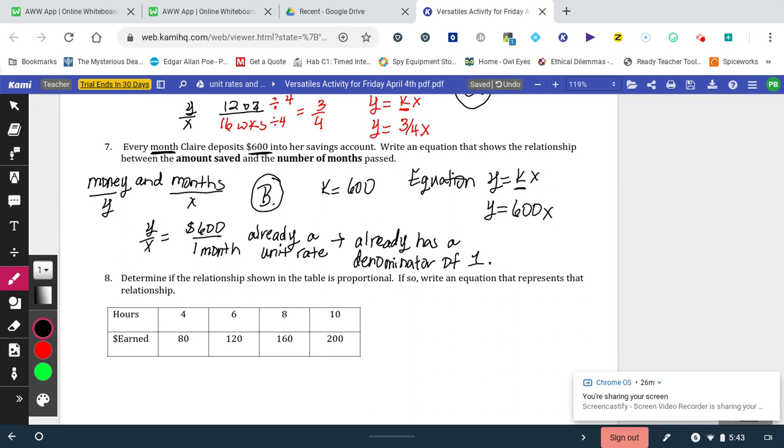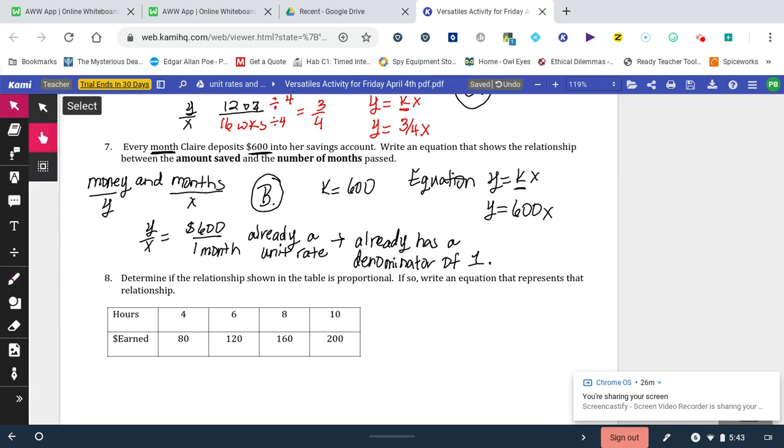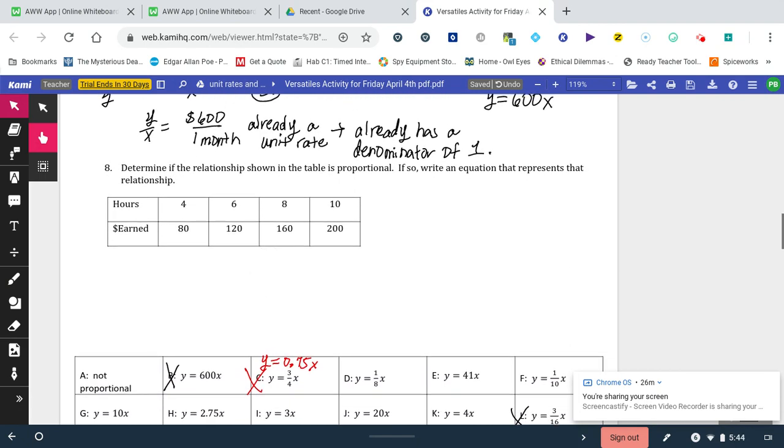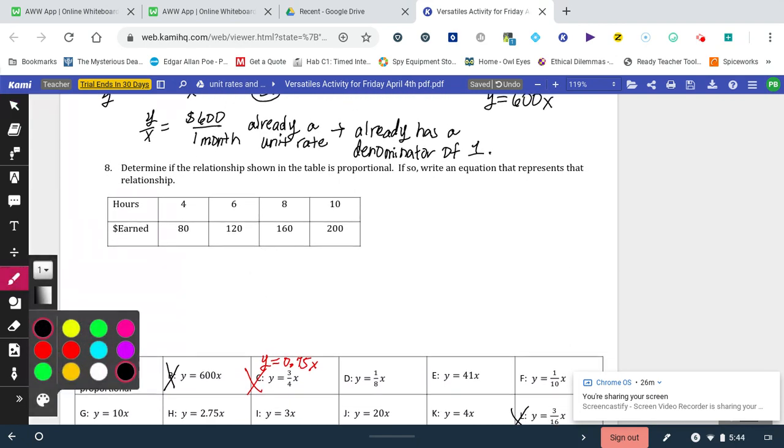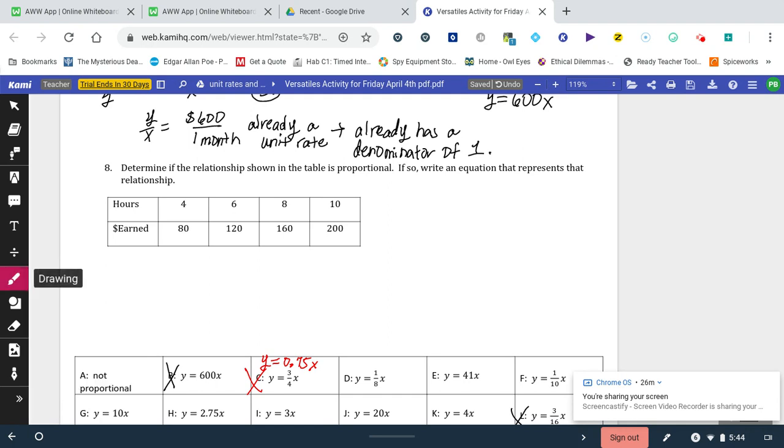Okay, you're going to pause the video and you're going to try number 8. All right, it says determine if the relationship shown in the table is proportional. So now we're determining if it's proportional. To determine if something is proportional, each y divided by x has to be the same. So you got to check each one of these. So I got to figure out which one is y and which one is x. And if it is proportional, we need to write an equation. All right, so this is money earned in hours. Well, hours is a unit of time, so it's automatically x, which means the money earned is y.